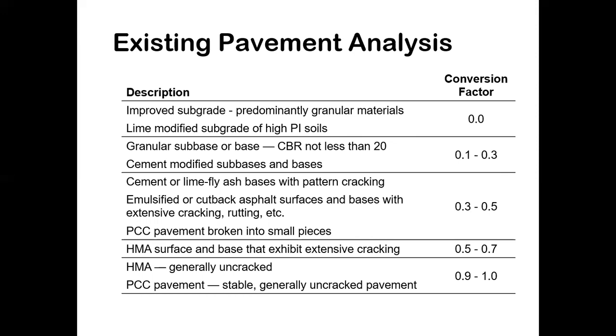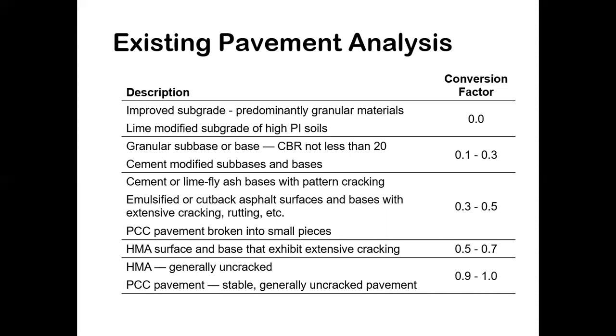Then, if you have the regular subbase or base having a CBR not less than 20, then you can give this a weightage value of 10 to 30%. And you can include cement modified subbases and base as well. Now, if you have a cement or lime fly ash base with pattern cracking, or cutback asphalt surfaces, or PCC pavement broken into pieces, you can give an effectiveness as high as 50%.